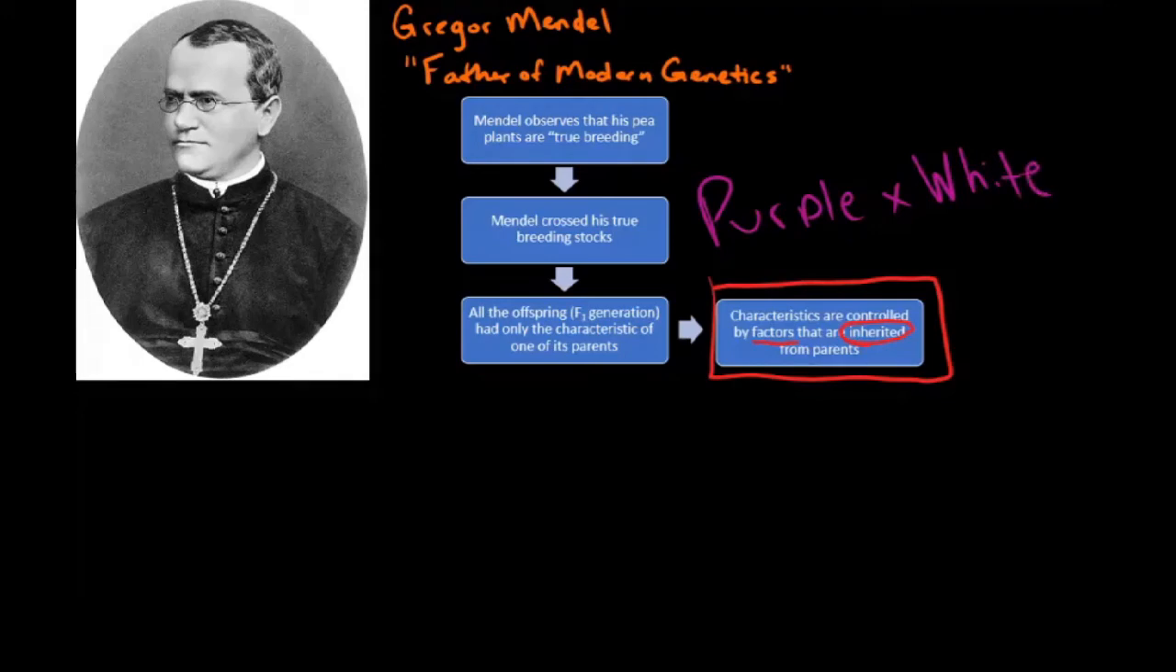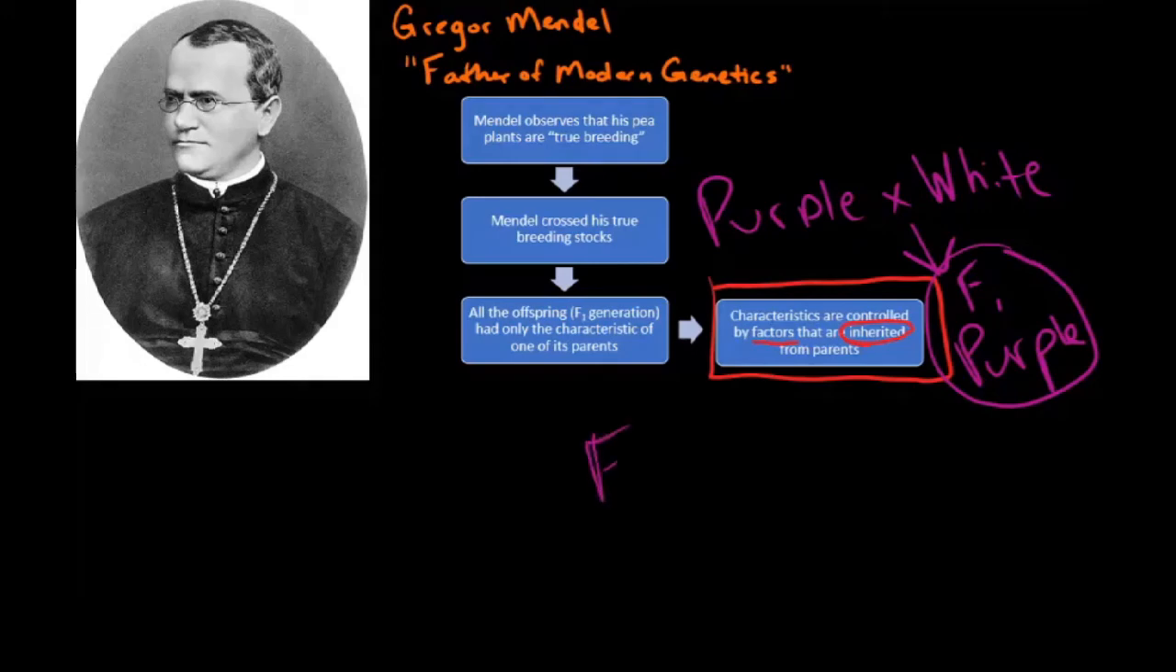Well, by this scenario, the F1 generation were 100% purple. And so he says, okay, so they've inherited that. Well, then he decides, okay, what if I take these right here, and what if I do this? What if I take my F1 generation and I cross-pollinate with itself? What do we think is going to happen? Well, he did just that with all of these traits, not just flower color or seed color, but all 7.